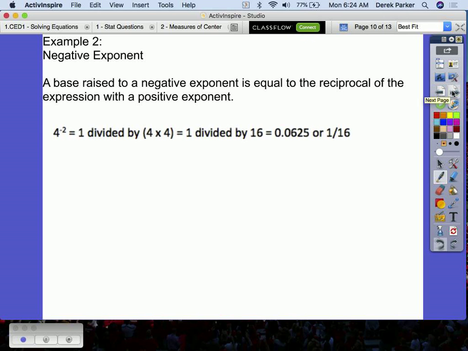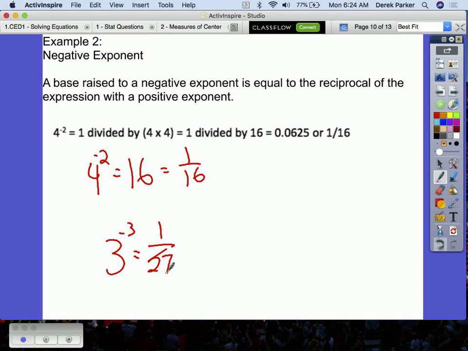A negative exponent. A base raised to a negative exponent is equal to the reciprocal. For example, 4 to the negative 2 power equals 1 divided by 4 times 4. So really, 4 to the 2nd power is 16, but since that is a negative, that becomes 1 over 16. I can do that with any of them. Like 3 to the negative 3 power. Well, I know 3 to the 3rd power is 27, so that becomes 1 over 27.